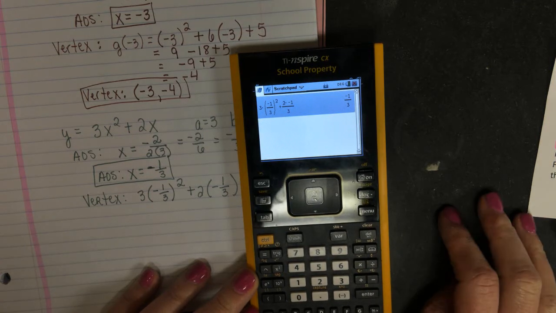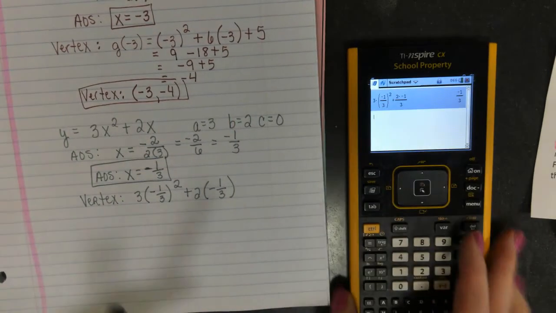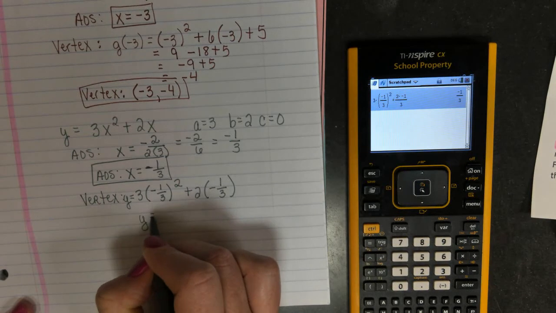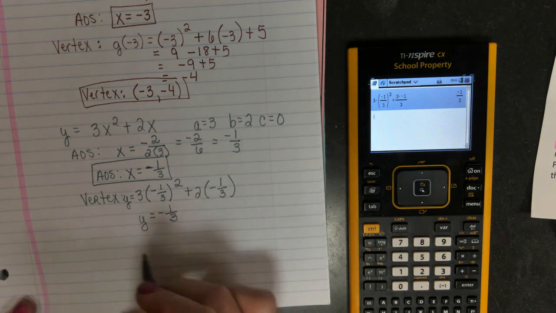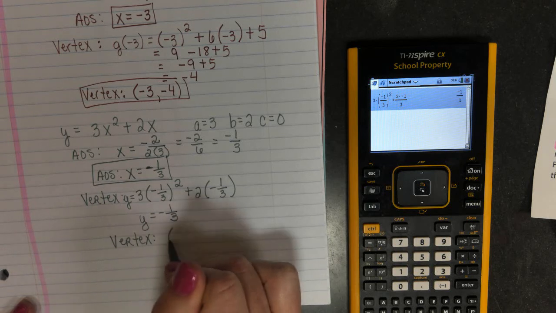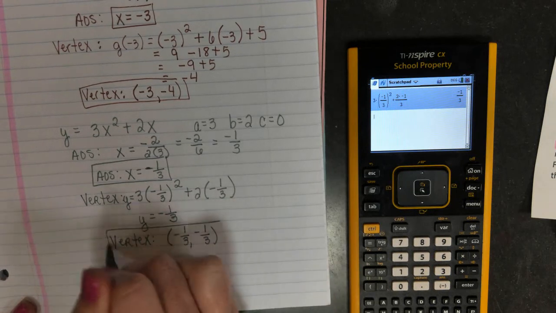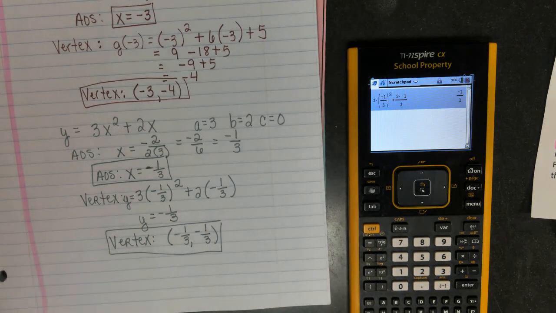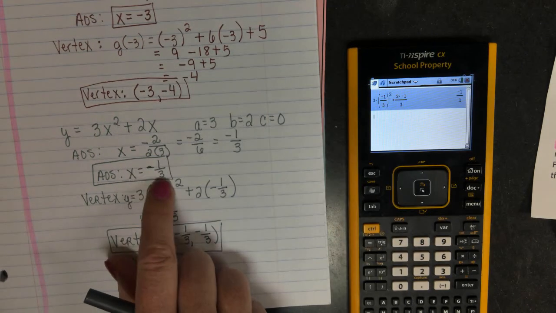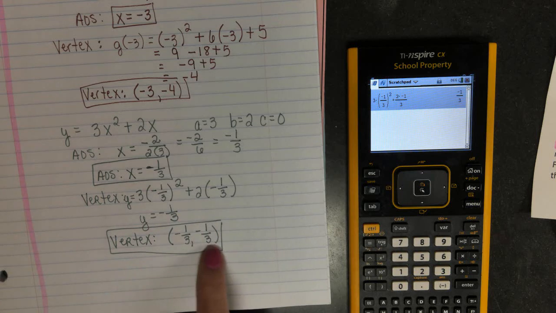We could use our own brains to get that, but your calculator can help you with those more difficult ones. And I should have put y equals. So the y value is negative 1/3, and that means that the vertex is negative 1/3, negative 1/3. So really important to me, two things that you make sure you're doing correctly. We're writing our axis of symmetry as an equation, x equals, and make sure that we're writing our vertex as a coordinate.